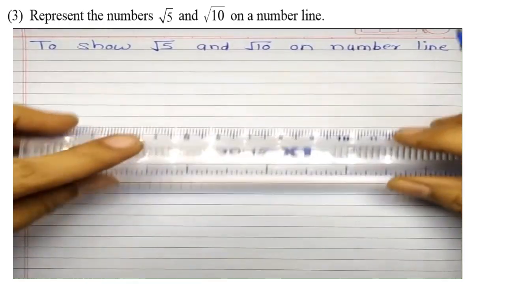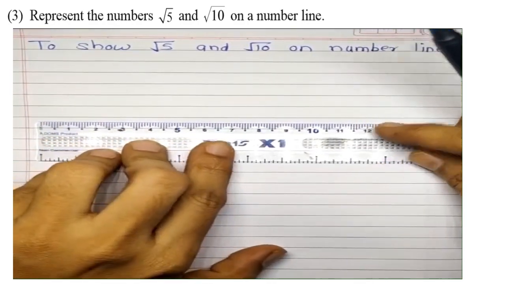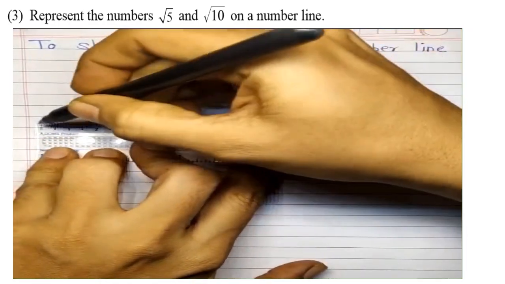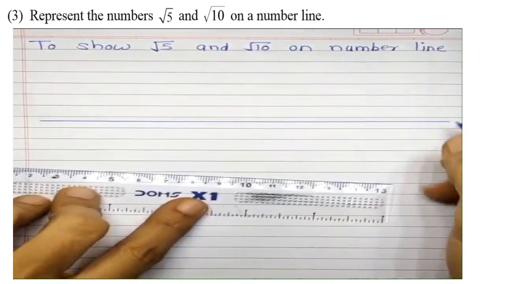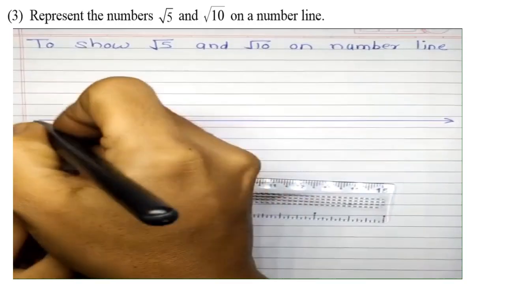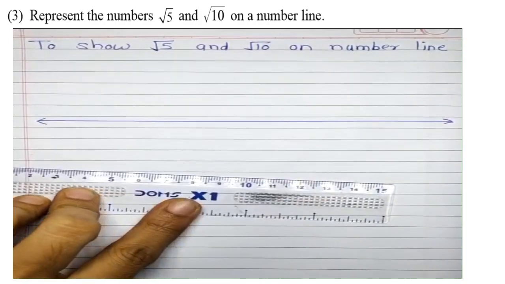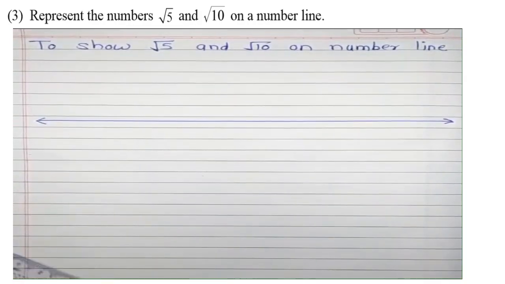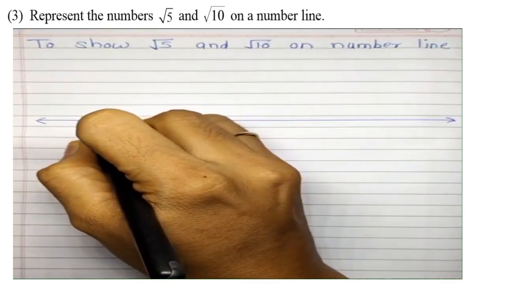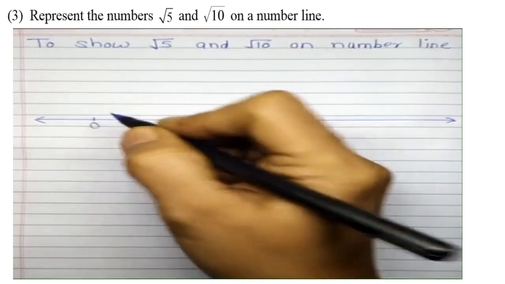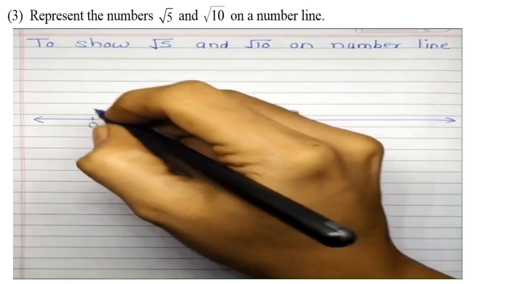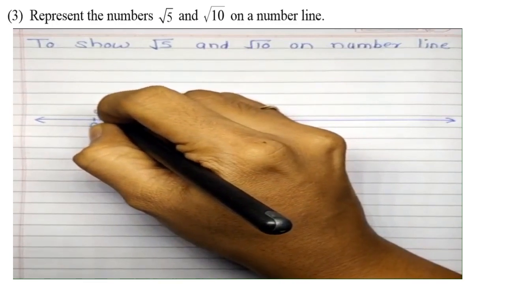So number line means what? A line on which we are going to show numbers. So first of all, I am drawing one line here. Since it is a line, we have to show arrowheads at both the ends. Now towards the left of this, I am taking one point as origin. It is denoting the number 0. Let us name it as O.